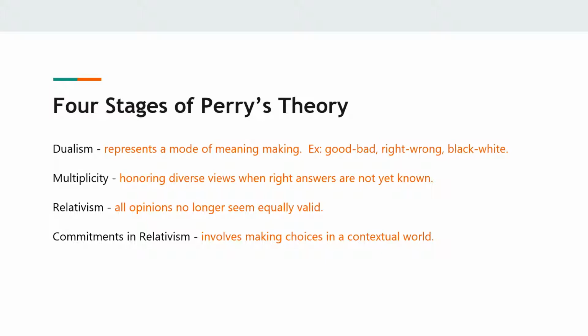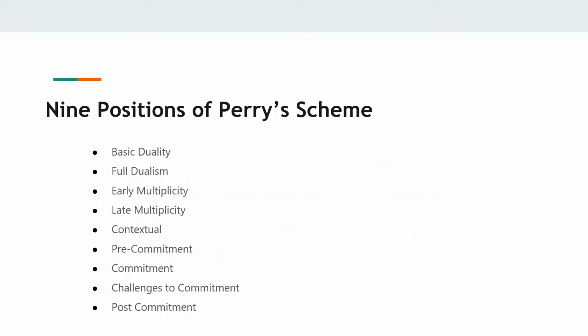Multiplicity is when students have cognitive dissonance and they start to learn and think more independently. Relativism happens when opinions no longer seem equally valid and individuals view some opinions as having little value. The basis is that all problems must have a reason. Commitments in relativism involves making choices in a contextual world and can be viewed as initiating ethical development rather than cognitive development.